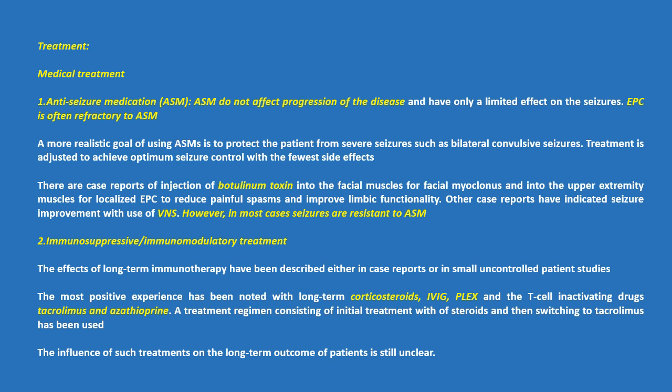There are case reports of injection of botulinum toxin into the facial muscles for facial myoclonus and into the upper extremity for localized EPC to reduce painful spasm and improve limb functionality. Other case reports have indicated seizure improvement with use of VNS. However, in most cases, seizures are resistant to anti-seizure medications.